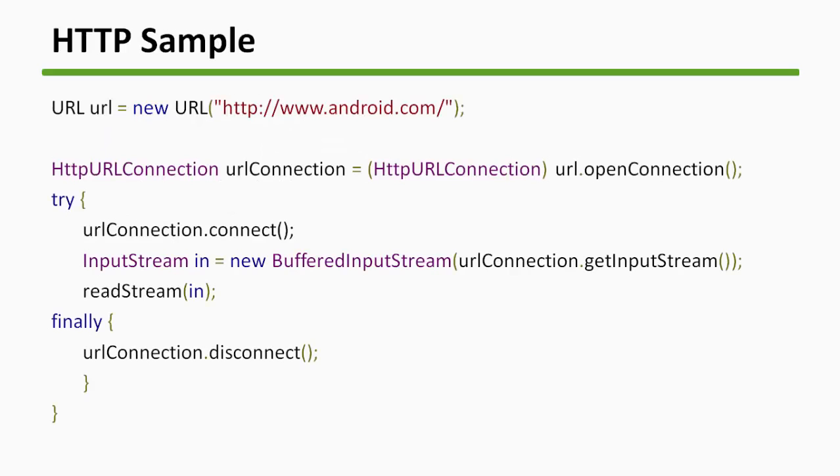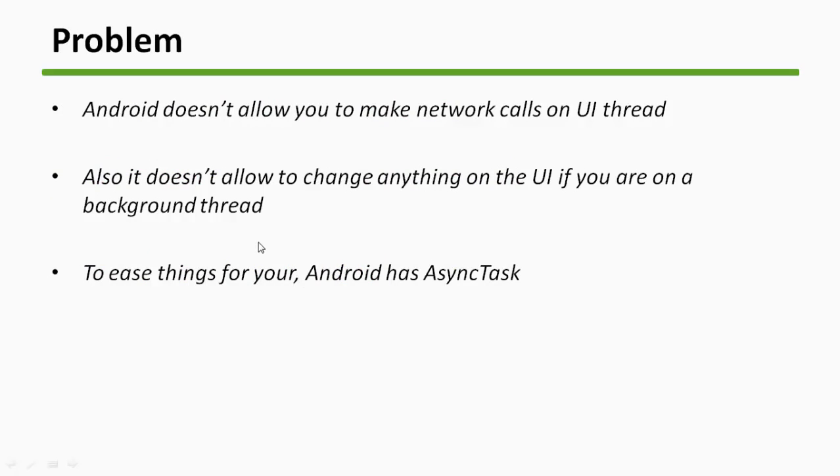This is one sample of HTTP URL connection. This is our URL that we will be hitting, android.com, and this is the HttpUrlConnection object: open connection, connect. We'll be using an input stream, get the input stream, read the stream, and finally disconnect the connection. It's like when you open something, you have to close it. So in the finally block, we are closing our connection. Okay, before seeing what the problem is, let's try to do what we have learned till now in the code.